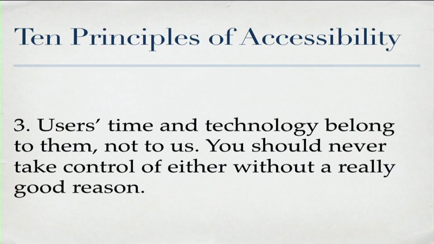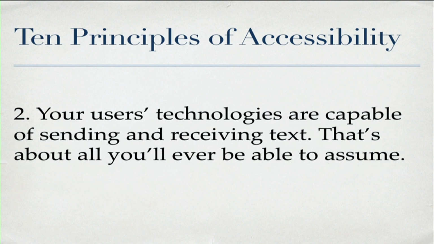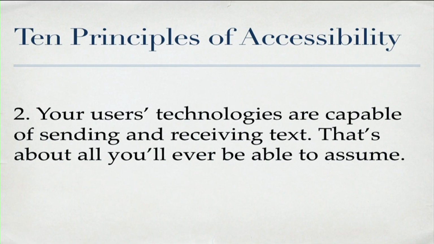This is my personal favorite. Users, yes? On the previous one, you said you must always be able to get the text, right? Yes. Fair enough, but it also can communicate it in a different way. The point is, your users' technologies are capable of sending and receiving text. That's the key point that I want to say. That's about all you should be able to assume.